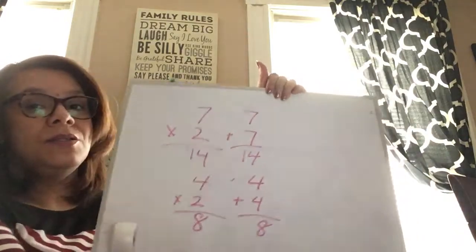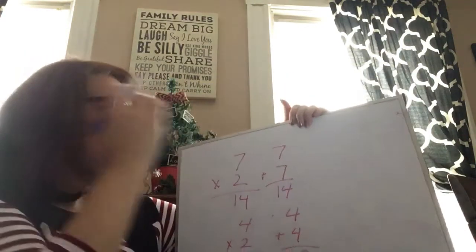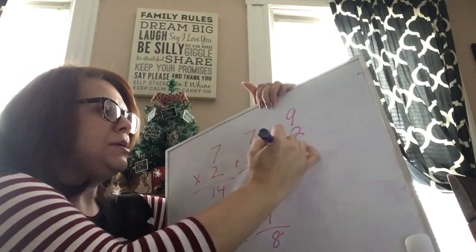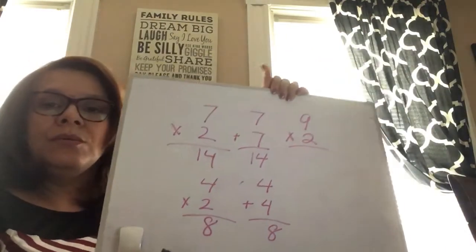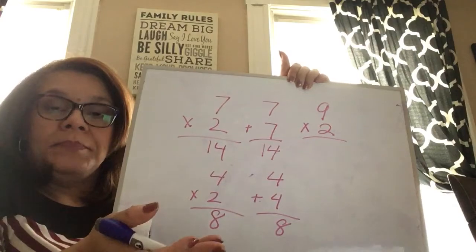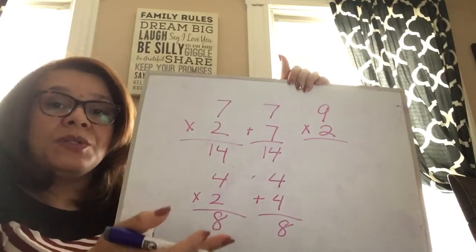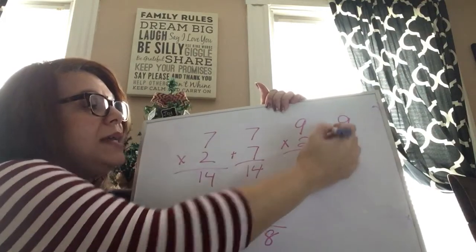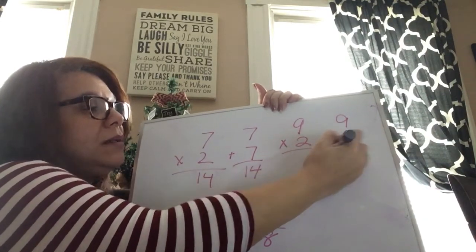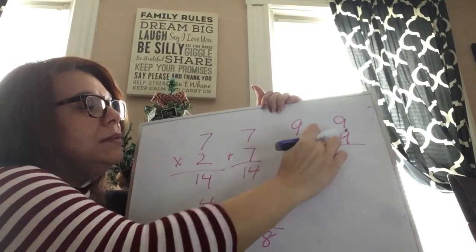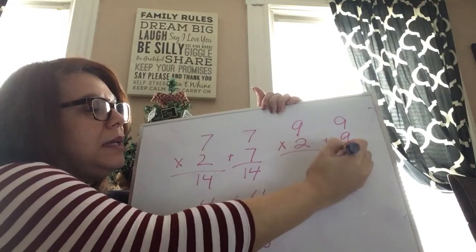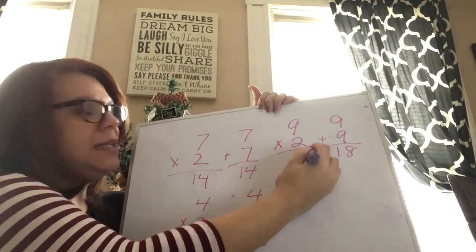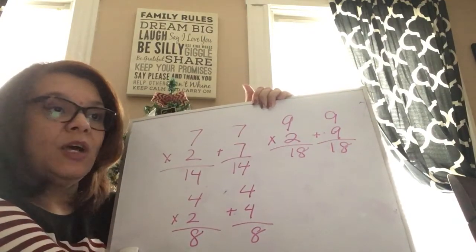Okay, let's do another one because I really want you to get this. Let's do one that you might think is hard. 9 times 2. Oh no, I forgot how much 9 times 2 is. All you do is take the other factor, which is 9, and you double it. 9 plus 9 is 18. So 9 times 2 is 18. These are just strategies to help you.